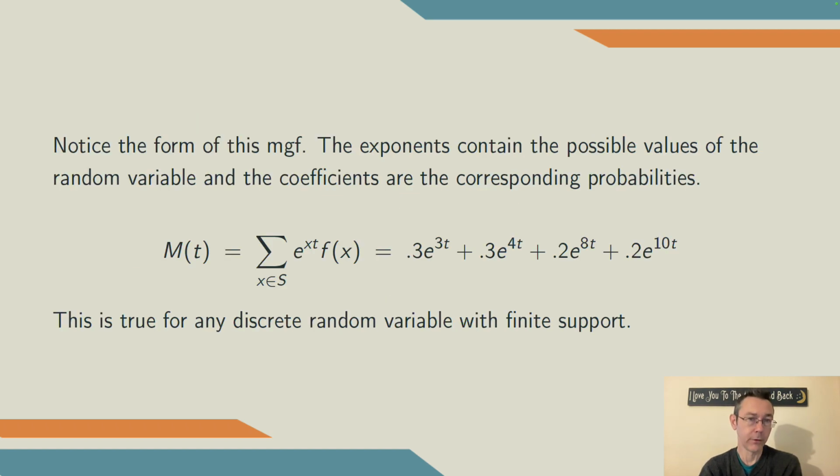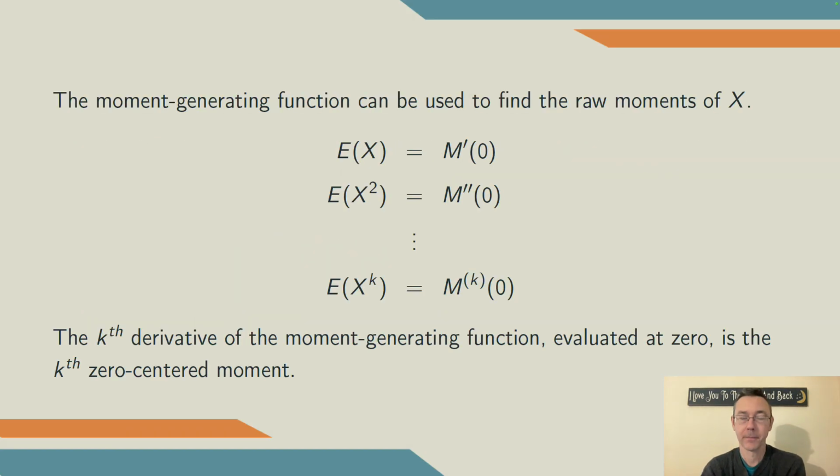Notice the form of this moment generating function, this MGF. The exponents contain the possible values of the random variable, and the corresponding coefficients are those probabilities. So here you can see the values of the random variable in those exponents, 3, 4, 8, and 10, and the probabilities 0.3, 0.3, 0.2, and 0.2 corresponding to those. And this pattern is going to hold true for any discrete random variable that has finite support.